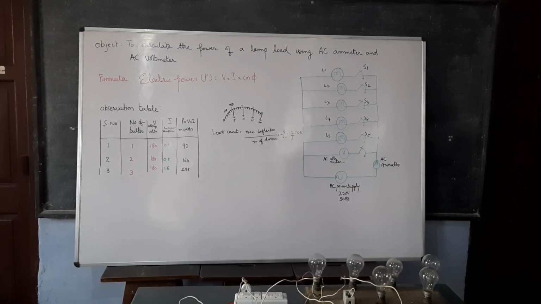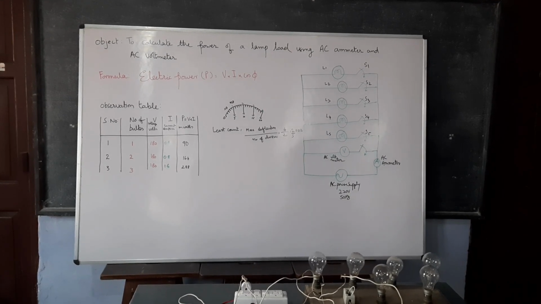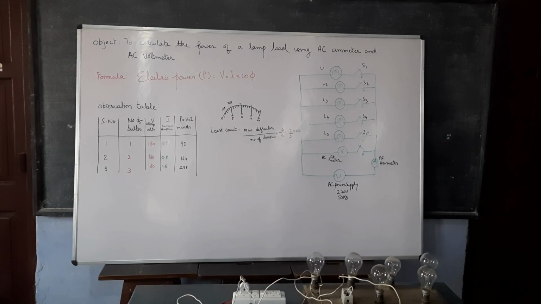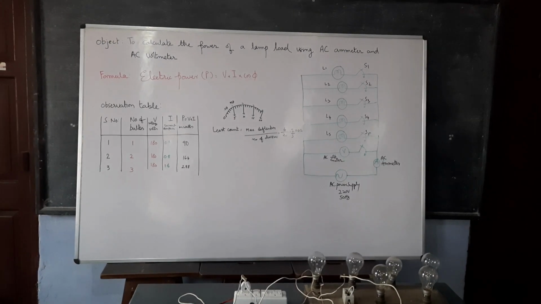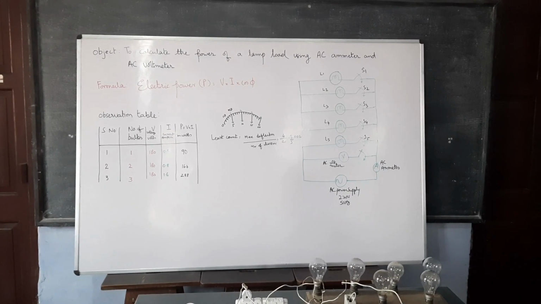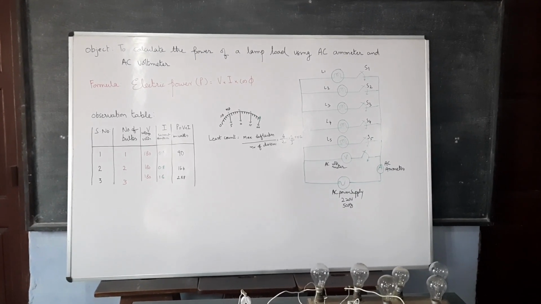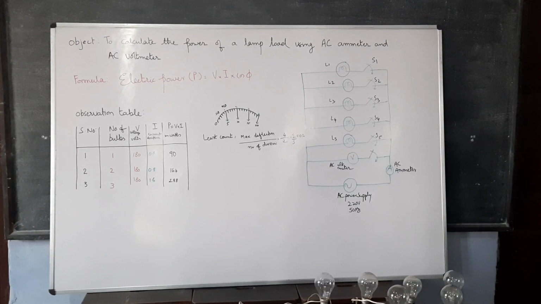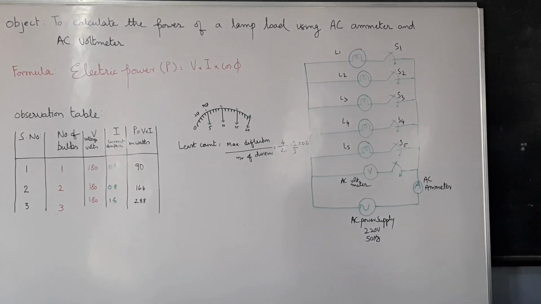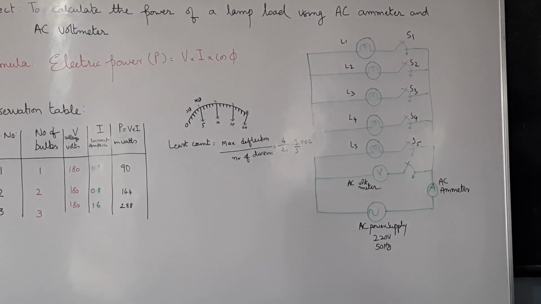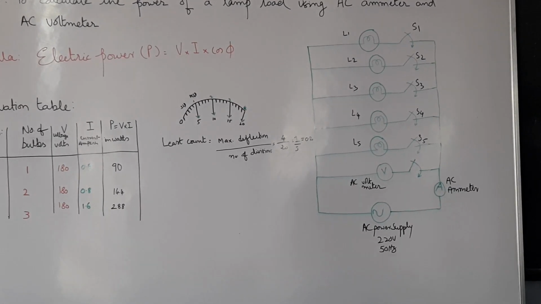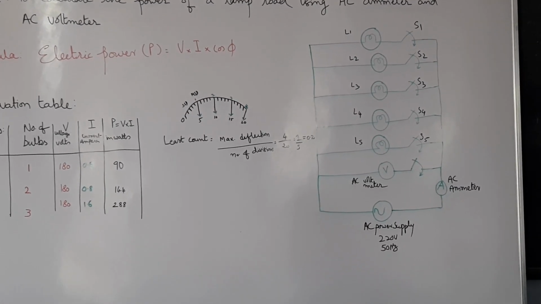Before starting the experiment, we must know what is least count. Whenever we use any instrument, we must know what is least count. Least count is the minimum value which we can measure with an instrument. So in this, for example, you are seeing on the board, we have marked 1, 2, 3, 4 as main scale divisions, and between these two main scale divisions, we have 5 small scale divisions.